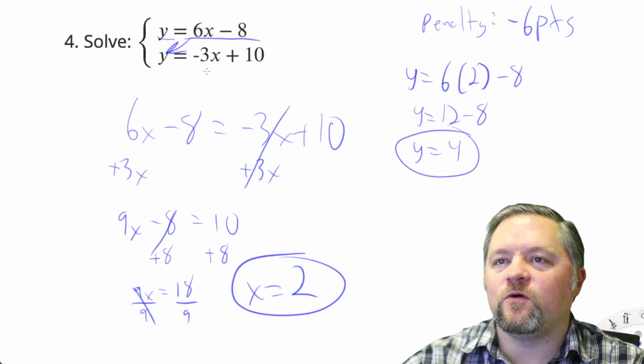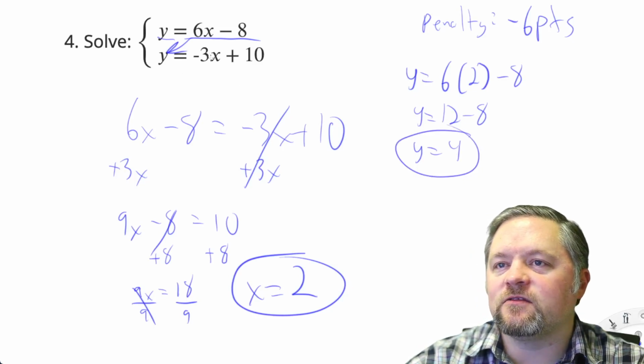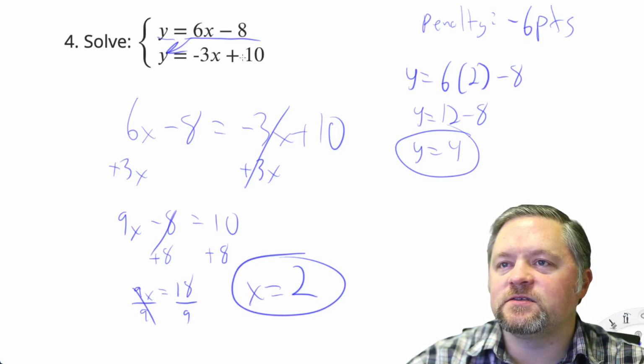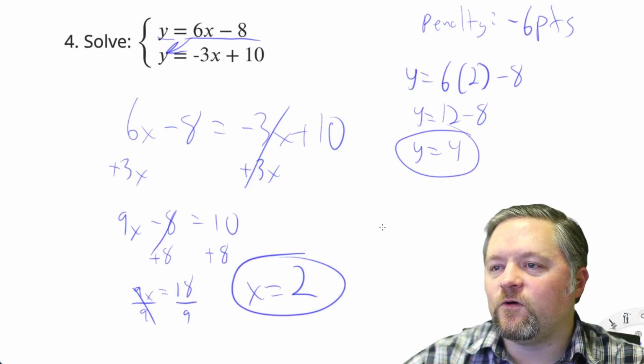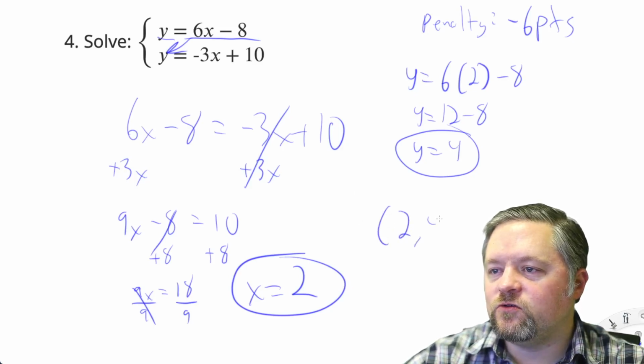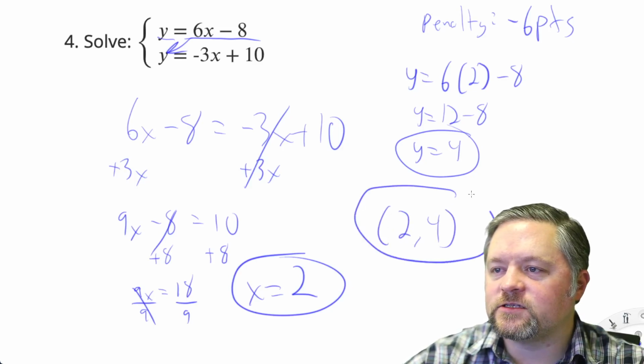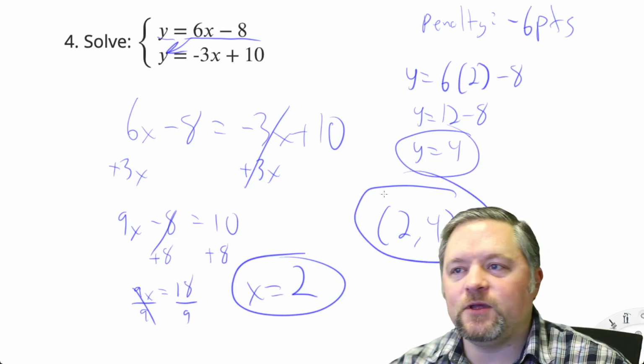Y equals 4. Let's quickly check the other one here. Y equals negative 3 times 2, which would be negative 6, plus 10, which is 4. Yes. 2, 4, showing our answer is a nice point. Beautiful.